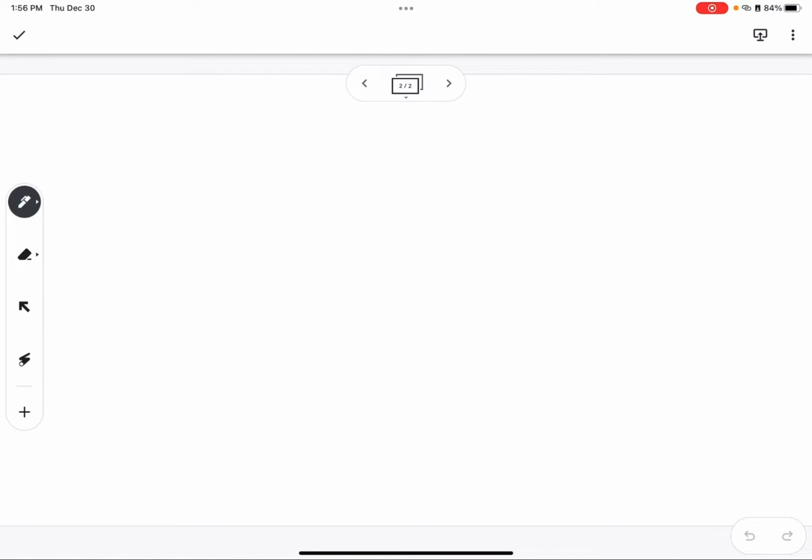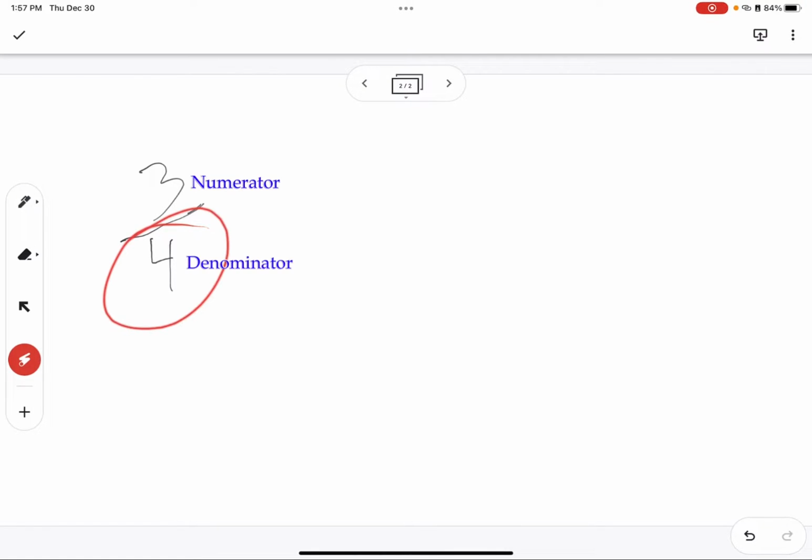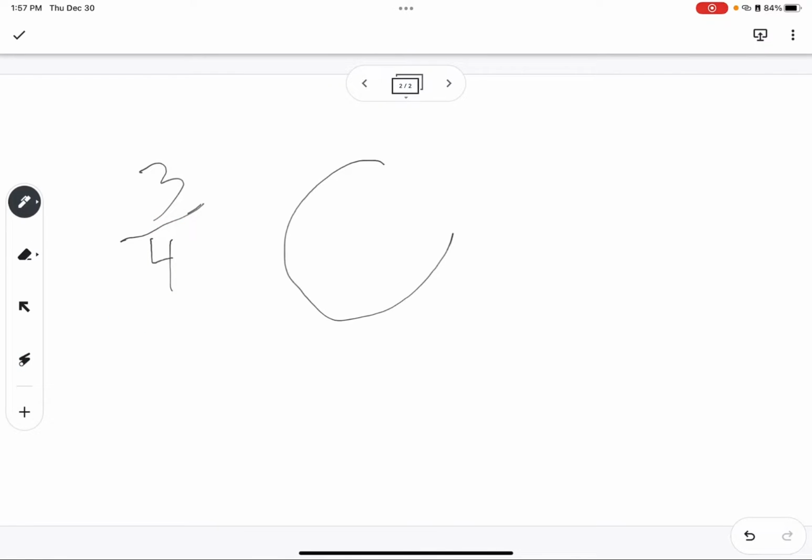If I've got 3/4, okay? I've got 3/4, and again, what does this 4 represent? It means that the whole, the one whole, is divided equally into how many parts? 4. So if I have one pizza, or one pie, and this is my fraction, how many equal slices am I going to cut it into? 4. I'm going to cut it into 4.